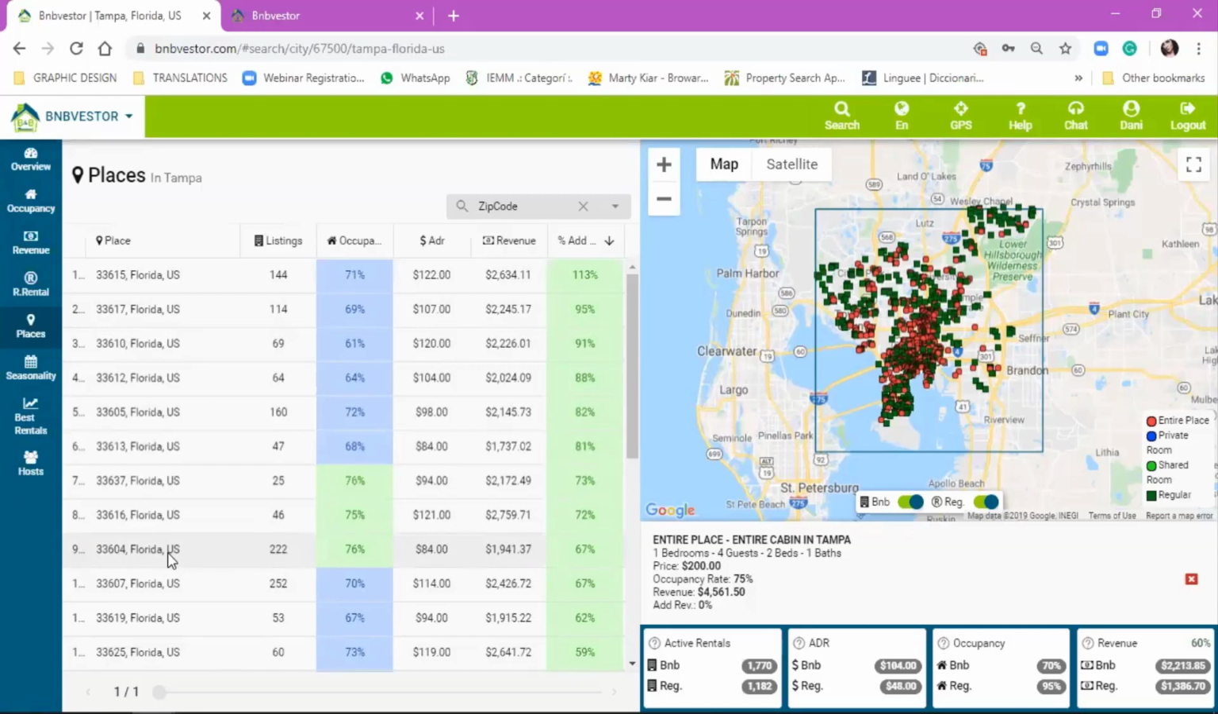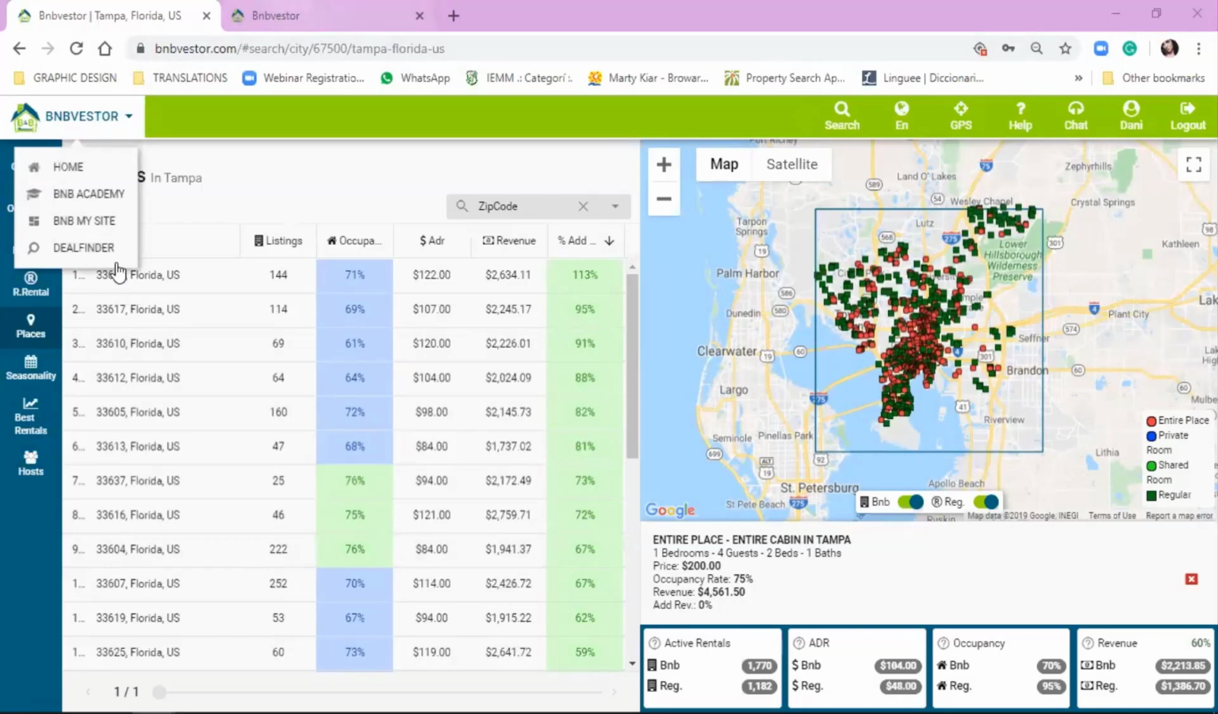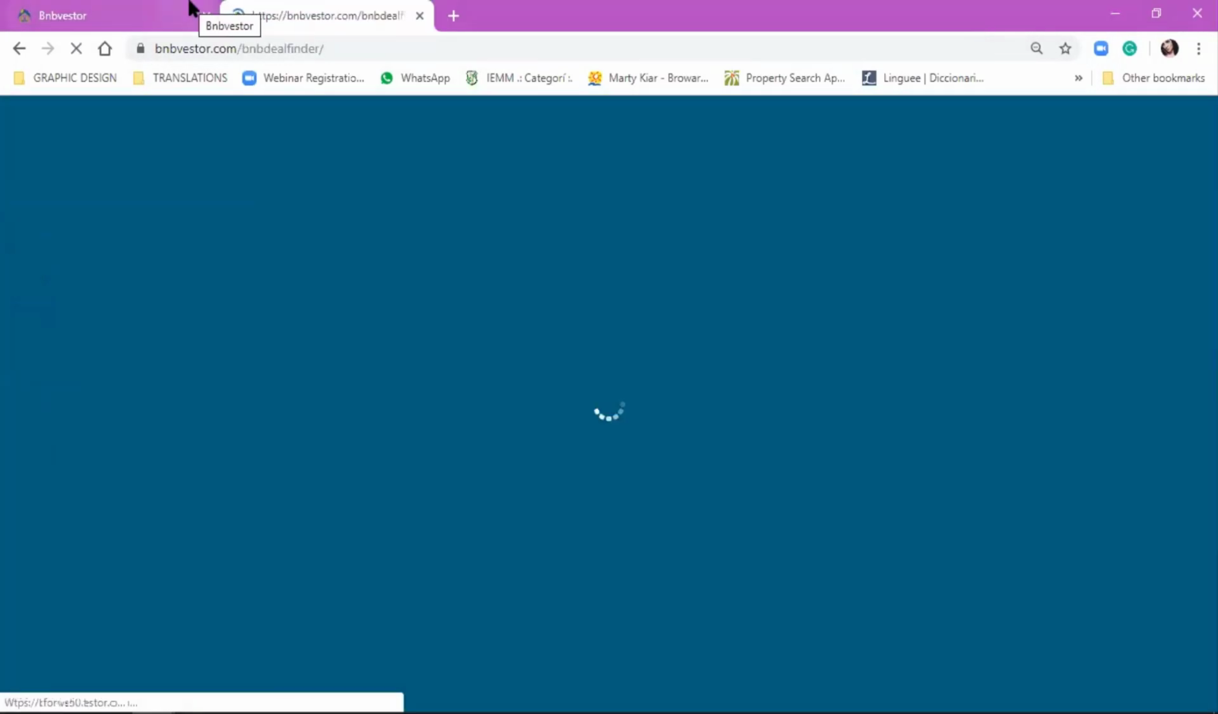Now, what I was going to tell you is that I wanted to show you this new part of the system. It's called the Deal Finder. I want to show it to you over here. The Deal Finder is where you're going to find your properties that are active for rent. Not BNB listings, no, regular rentals.